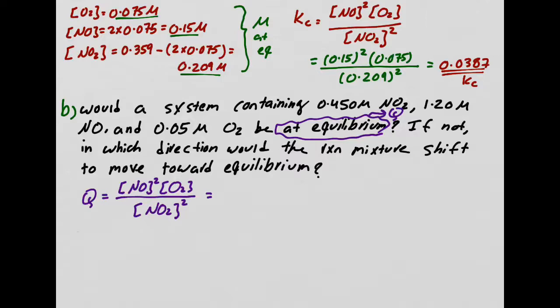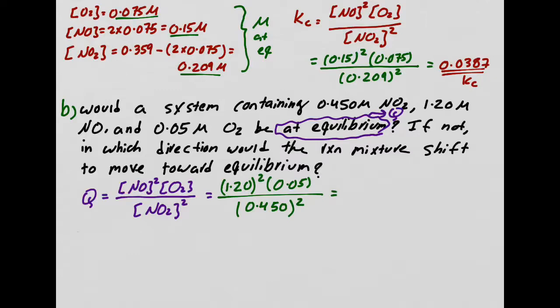So right now the concentrations are given to you, right? They tell you that the NO concentration is 1.20, so 1.20 to the power of 2. O2 is 0.05. That's a funky looking 5. Over NO2, which is 0.450, to the power of 2.